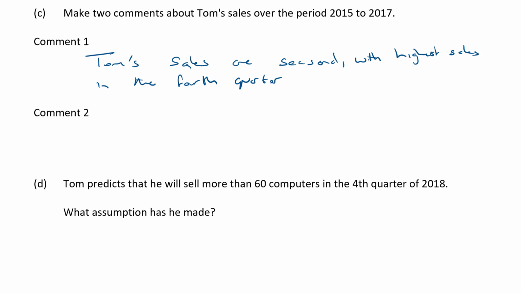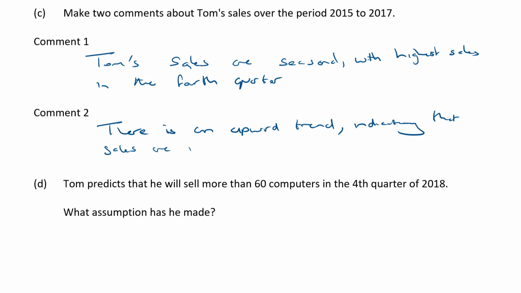And the other one, I think you can see over time there is an upward trend, isn't there? So there is an upward trend indicating that sales are increasing over time. Okay, there is an upward trend indicating that sales are increasing over time.